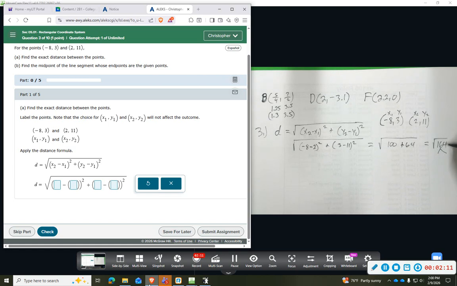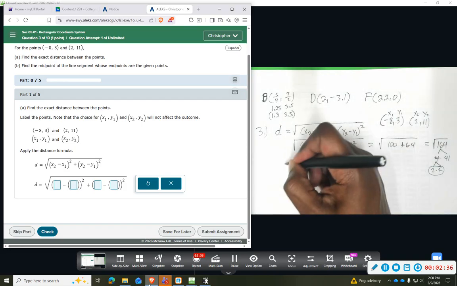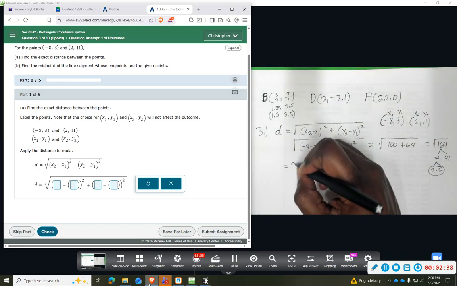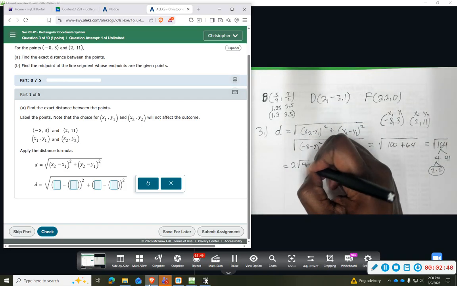164 is divisible by 4. I'm going to try to pick out bigger factors if I can find a pair of 4s that'll save me from pulling out multiple 2s. 4 goes into there 41 times. And then 41 is prime, and then the 4 can break down into 2 times 2. So that means I have a pair of 2s, I can pull a 2 out, 41 will not come out. So this will simplify to 2 square roots of 41.